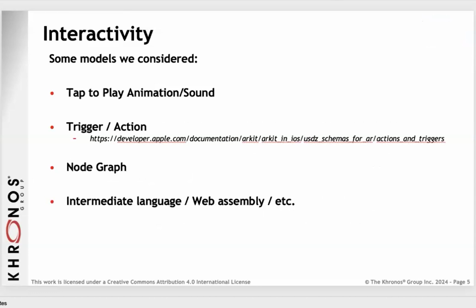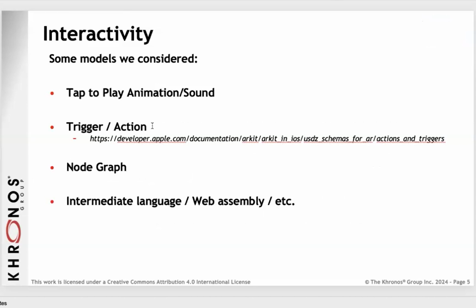The simplest way to solve that would just be to say, okay, here are some objects, and when you tap them, these are the animations that play, and maybe here are the sounds that play. So a tap to play would be simple, but there's a big question of whether that does enough. Are there things that other people want to solve that it's not good enough for?